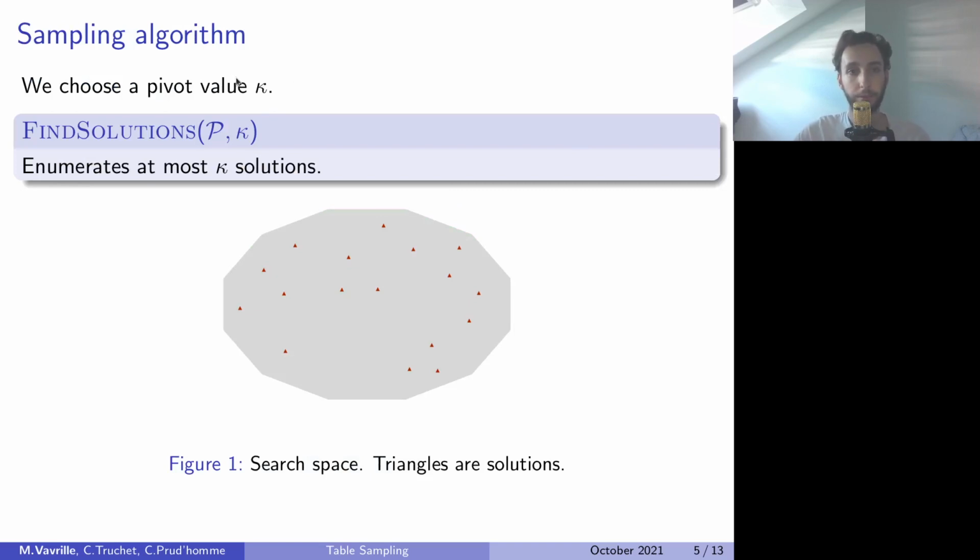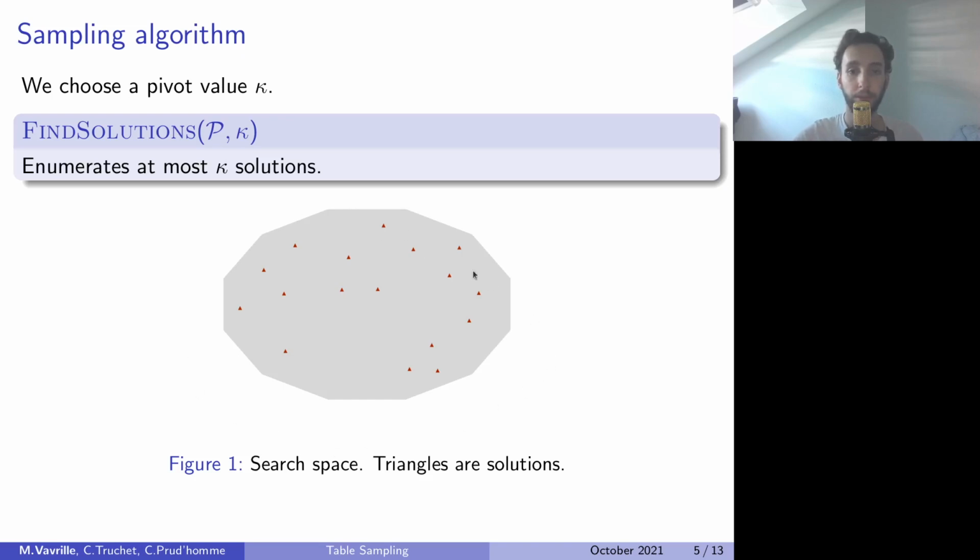Now my sampling algorithm relies on this principle. So we choose a pivot value, kappa, and we use the function find solution, which will enumerate at most kappa solutions. And here kappa, you have to choose it small enough to not spend too much time finding all the solutions of your problem if your problem is big. So this function gives the property that if it returns less than kappa solutions, it means that it returned all the solutions. Otherwise, it means that there is more than kappa solutions and we have to reduce the solution space.